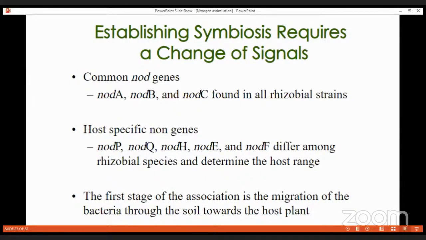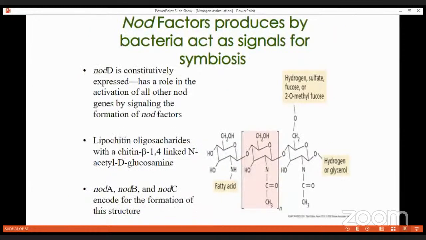The first stage of association is the migration of bacteria through the soil toward the host plant. Nod factors, which are produced by bacteria, are the initiatory signal for the symbiosis. As you know, what is constitutive expression? It is the expression of a gene at each and every time point and in every organ. So nodD is constitutively expressed. It has a role in the activation of all the other nod genes by signaling the formation of nod factors. Basically, if you study any operon, there is one initiatory gene that activates the other signaling components of the operon.